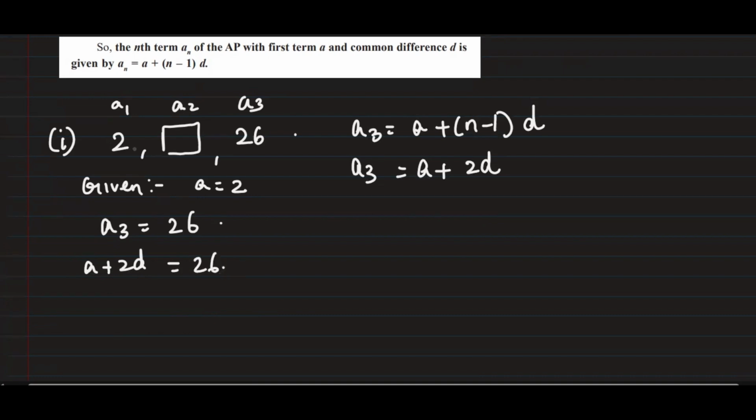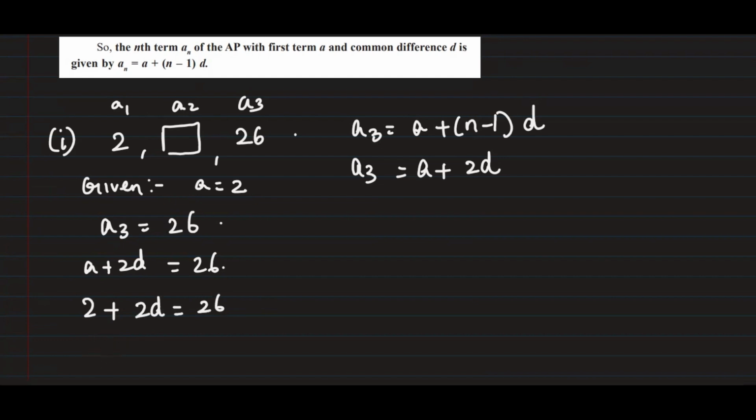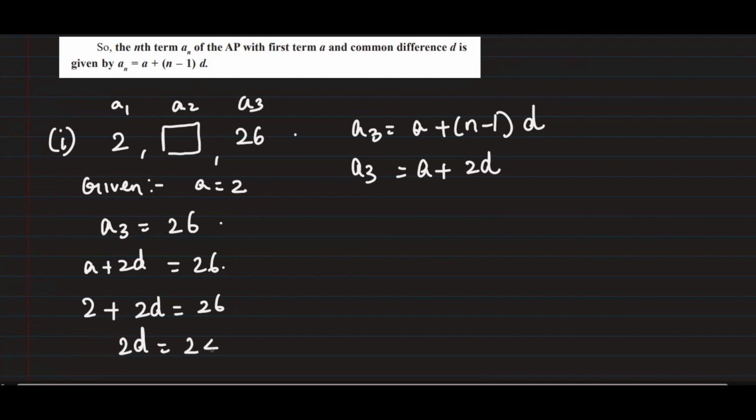But then we know the first term, right? So the first term is 2. Substitute the value here. So 2 plus 2D is equal to 26. We'll bring the 2 to the other side, then 2D is equal to 24. So 2D, 26 minus 2 will become 24. And D value is equal to 24 divided by 2, that will become 12. Okay, now we know the common difference. The common difference is 12.